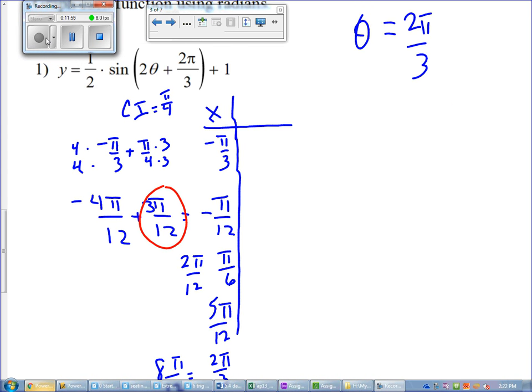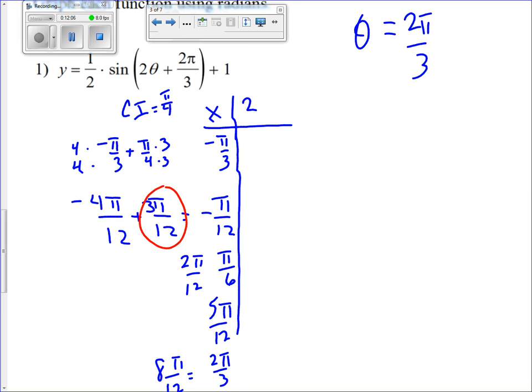All right, now I have my 5 points. We're going to go ahead and complete the rest of our table. So this next part is actually 2 theta plus 2 pi over 3, or it's the bx minus c part of your function. And these values for sine, they're always going to be the exact same points. They're going to be 0, 1, 0, negative 1, and 0. And remember I said we're doing a period of the sine function coming from the unit circle.